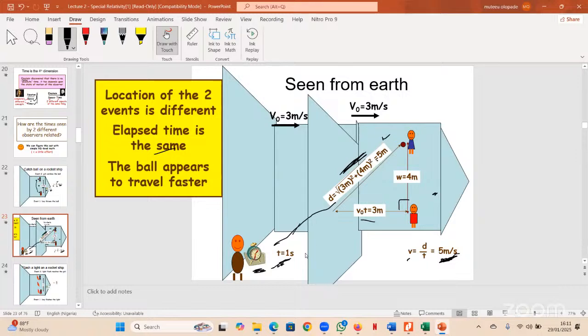So 5 meters divided by 1, that's 5 meters per second. So he's trying to tell us that it now depends on the observer. How is the observer viewing that event? What is the state of that observer? Is it in motion? Is it stationary? So the way they view it now differs.